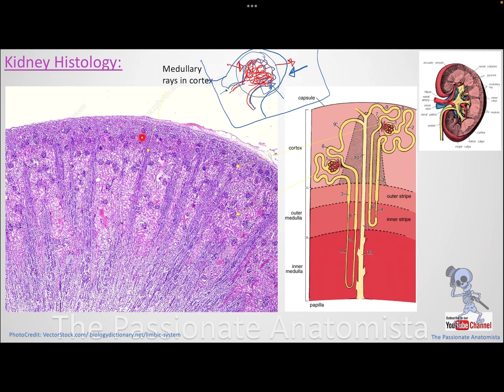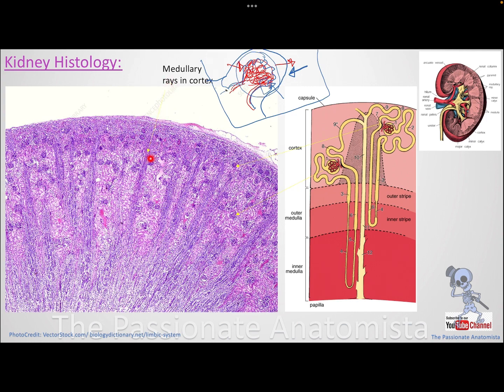Now, if you are here, it's cortical. If you are very near to the medulla, we call it juxtamedullary nephrons. All right. So what does juxta mean? Juxta means you are neighboring the medulla. So I have here an arrow, the yellow arrow.